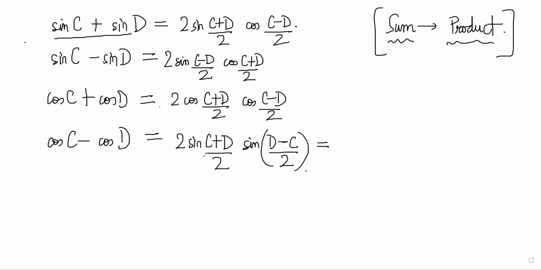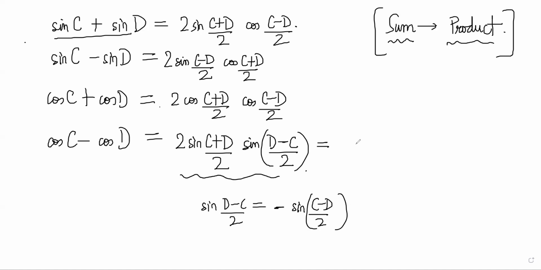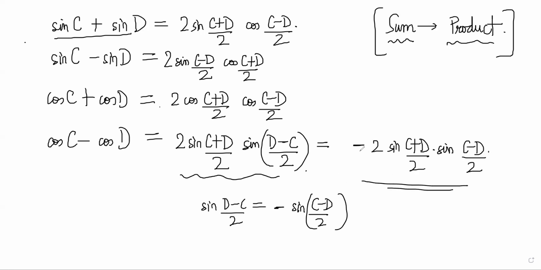Why am I reversing the order? Because sine (D minus C) by 2 is the same as the negative of sine (C minus D) by 2. The answer here is actually minus 2 sine (C plus D) by 2 into sine (C minus D) by 2. But I don't want to remember a formula with a negative sign here. So that's why I have written it like this.